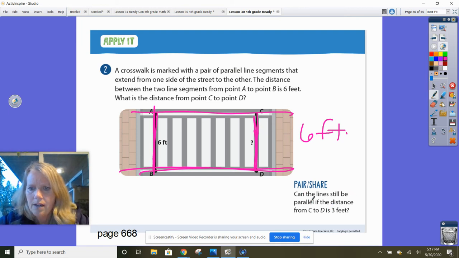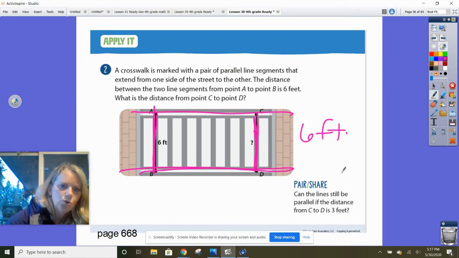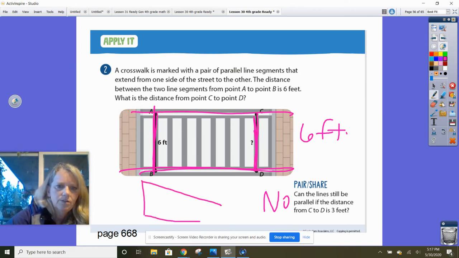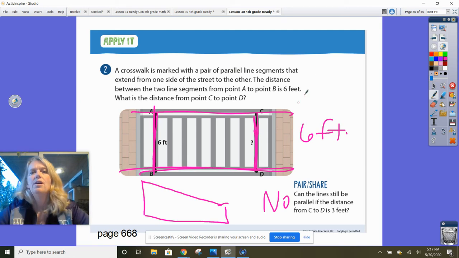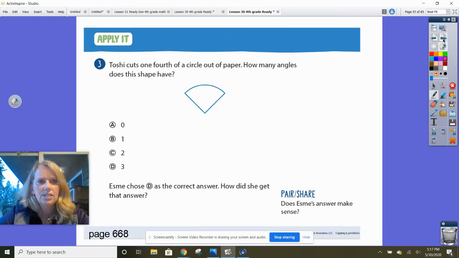Can the line still be parallel if the distance from C to D is 3 feet? If this was 3 feet, no. Because then, depending on where the 3 feet is at, it would look more like a trapezoid. Nope. To be parallel, you must be equal distance apart. Number 3, page 668. Toshi cuts 1/4 of a circle out of paper. How many angles does this shape have?